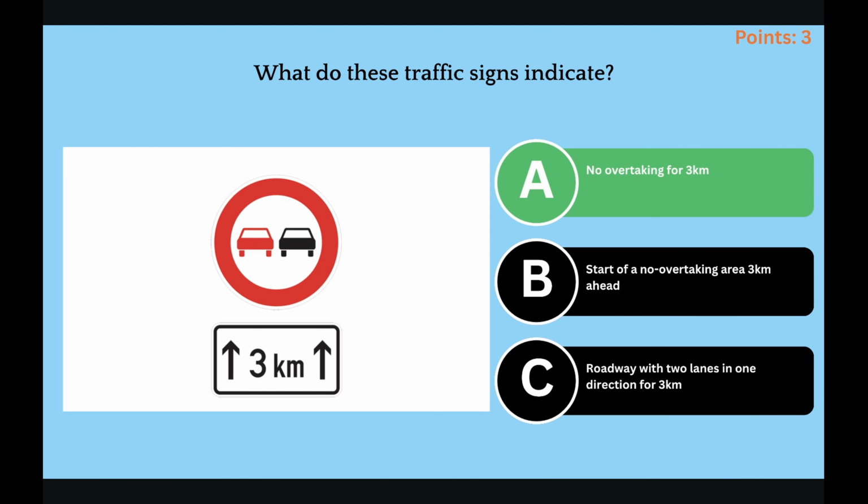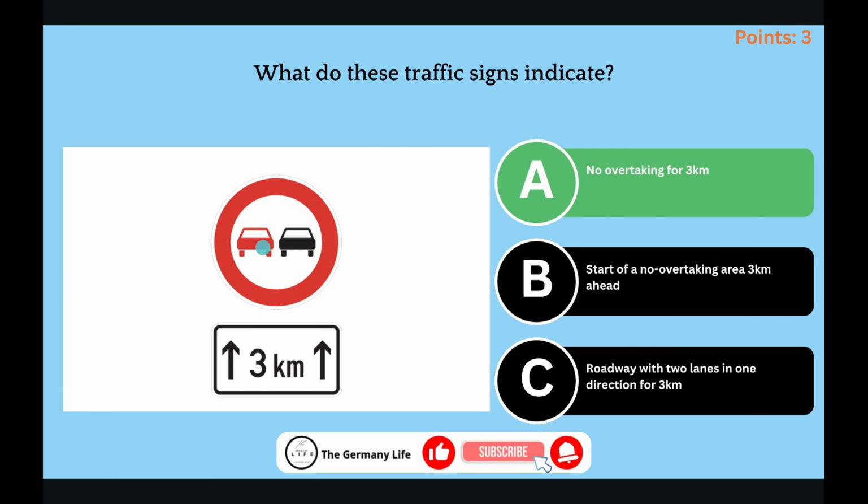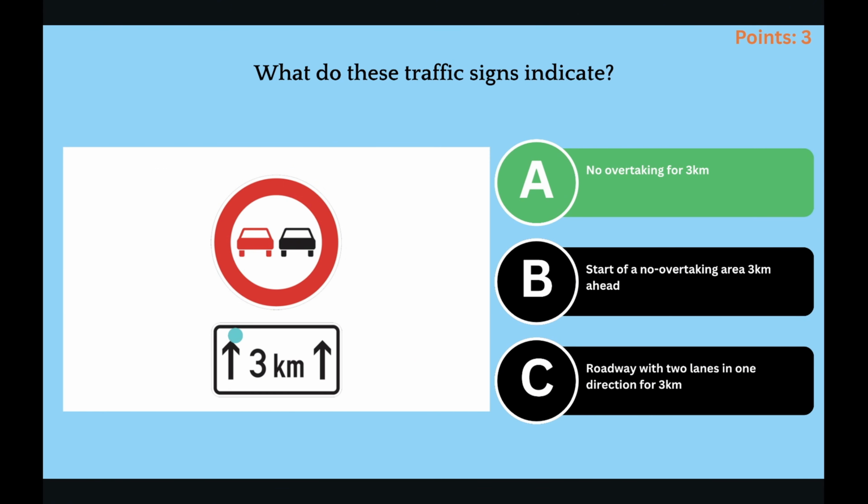The correct answer is A. No overtaking for 3 kilometers. Take a look over here. We see a red circle with an additional sign. This red circle tells us no overtaking is allowed. However, the additional sign is telling us that this prohibition on overtaking has already started.